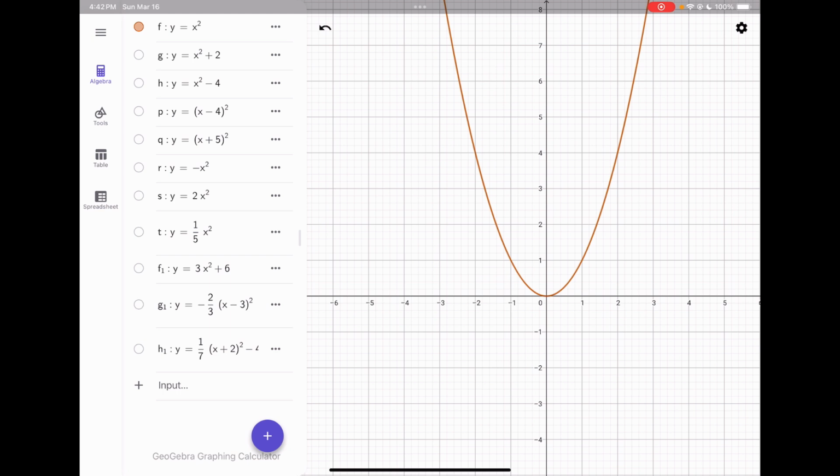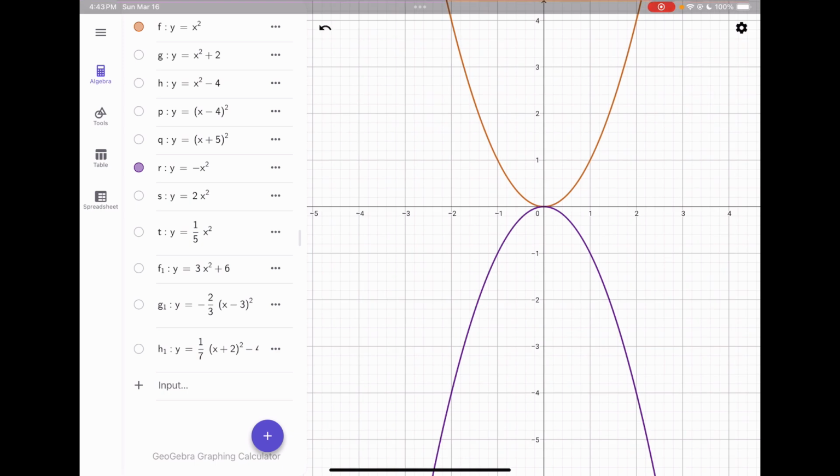Let's move to the next one. For r, the only difference between this one and the previous one is a negative sign. This isn't going to shift anything, but instead it's going to move on to a different kind of transformation we've seen, a flip. Usually when you see a negative sign multiplied to something, we think of its opposite. And we mentioned before how we're talking about vertical flips.